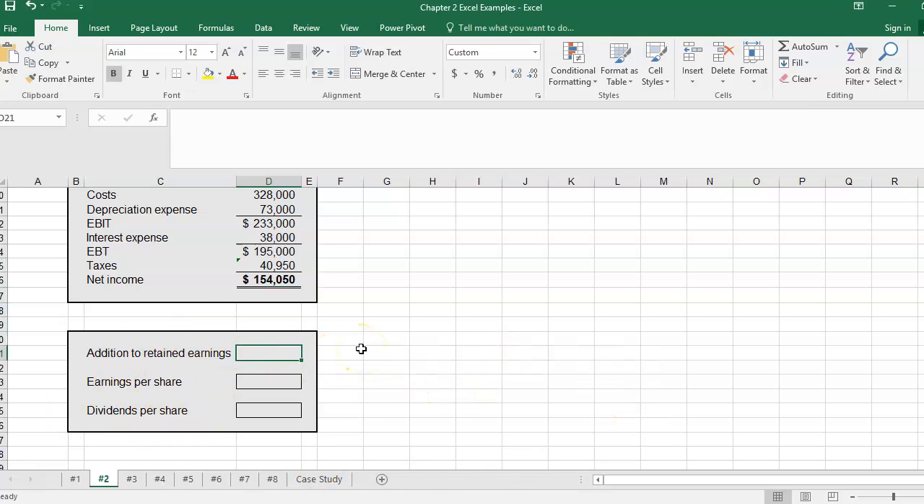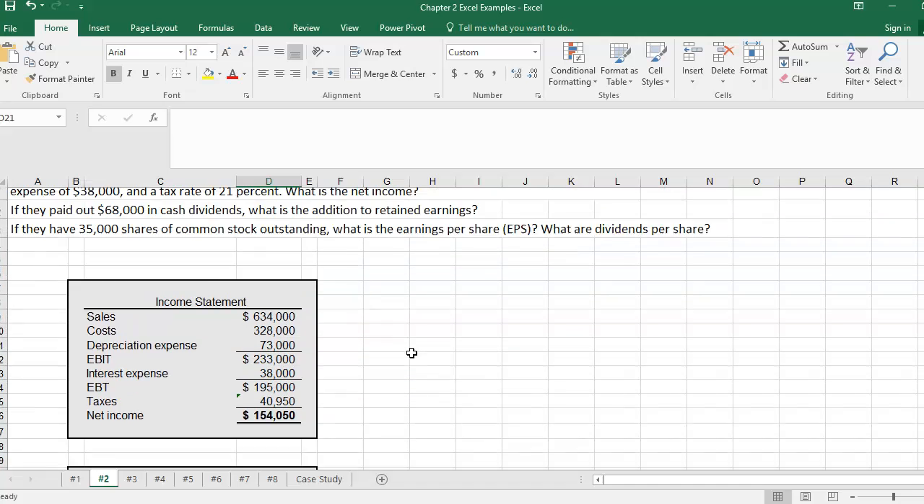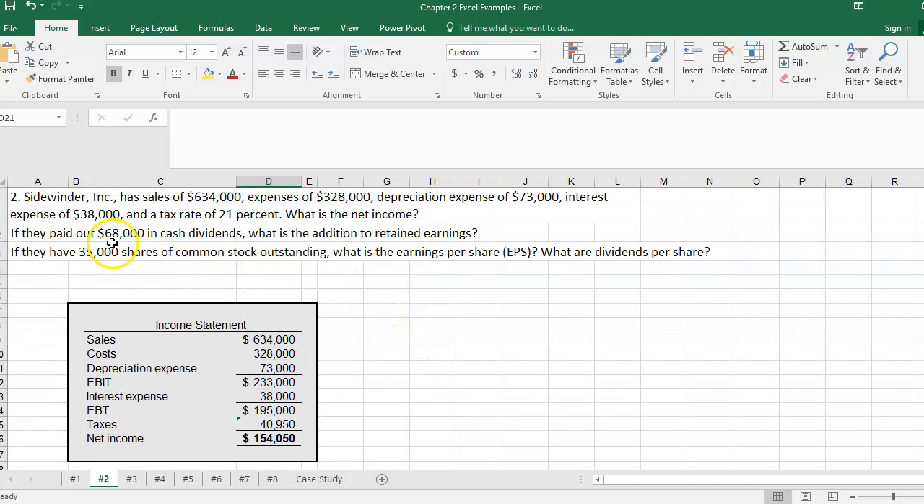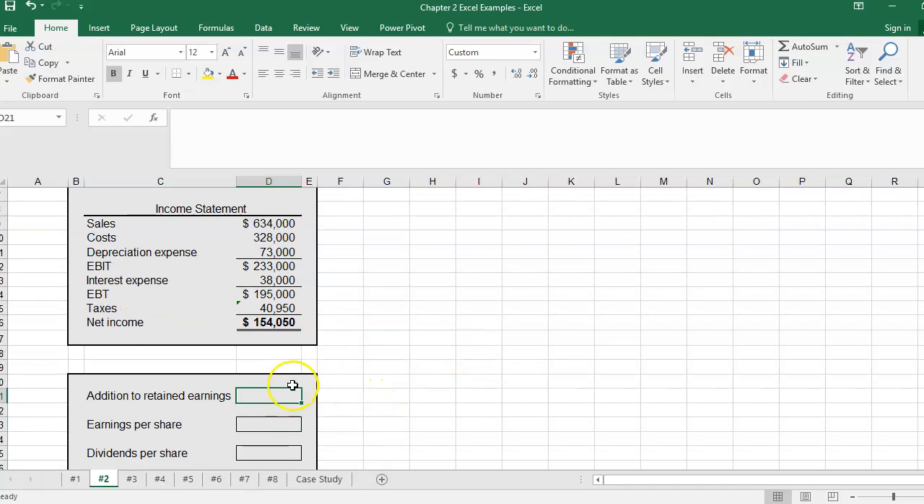We then have these additional three equations down here. The first one asks us how much is added to retained earnings. We know from taking accounting classes that the retained earnings equation is beginning retained earnings plus net income minus dividends equals ending retained earnings. So from this information, our addition to retained earnings is net income minus any dividend payments. So we can look at our information and see if we have any dividend payments. And we do. We have $68,000 in dividend payments. So we would take net income minus $68,000 in dividend payments.